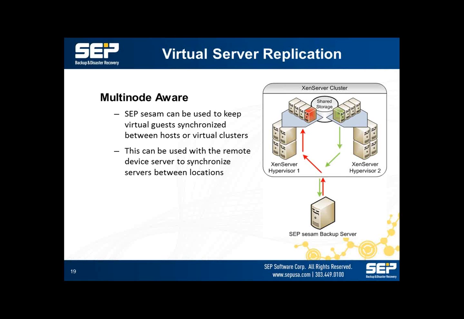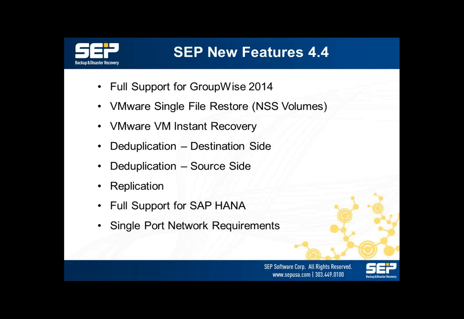Some of the new features in our brand new 4.4 release: we have full support for GroupWise 2014. We also offer VMware single file restores for NSS volumes without putting an agent or a client on those VMs, which is pretty cool as well. One of the coolest things we're now able to do is with VMware. We have a new feature called VMware Instant Restore, and we're able to basically separate out a copy of the VMDK when we back up a VMware VM.